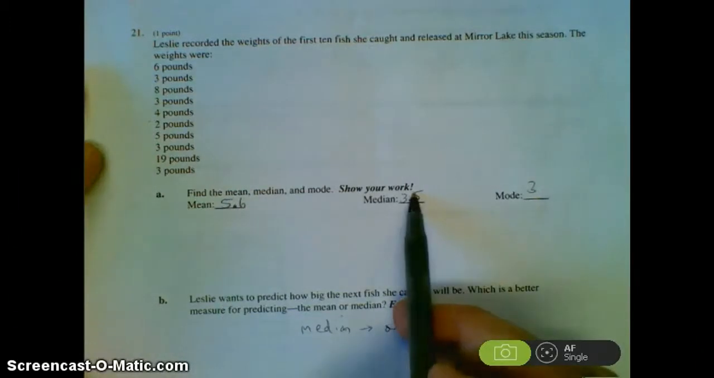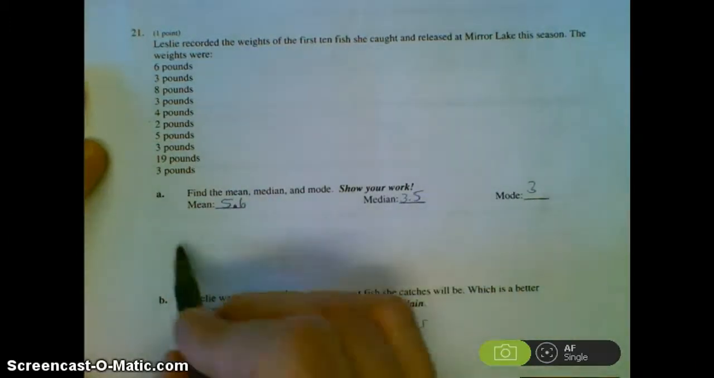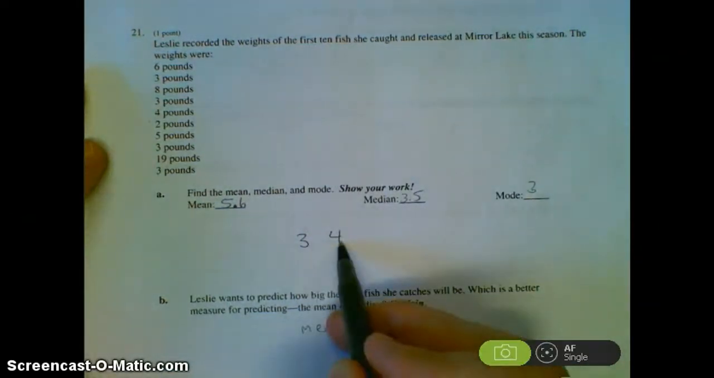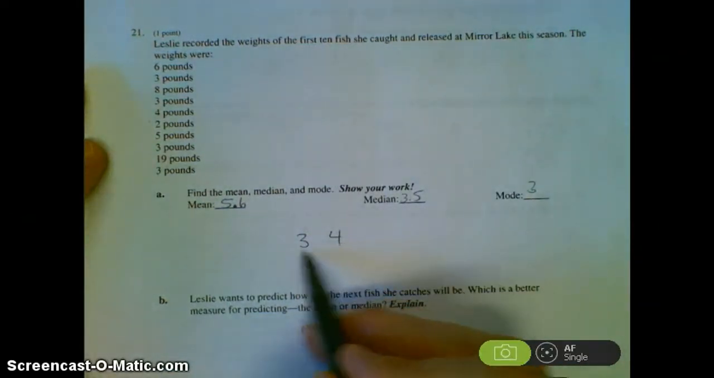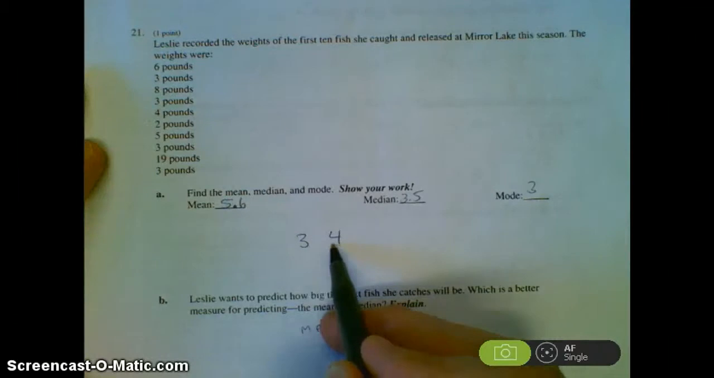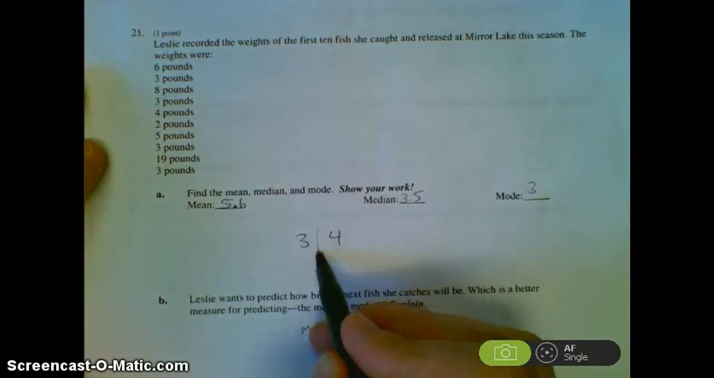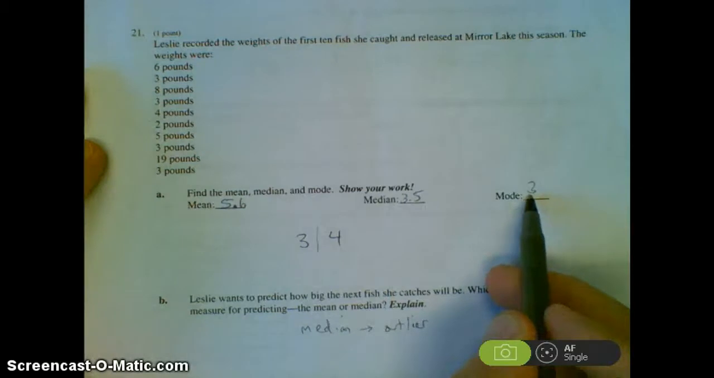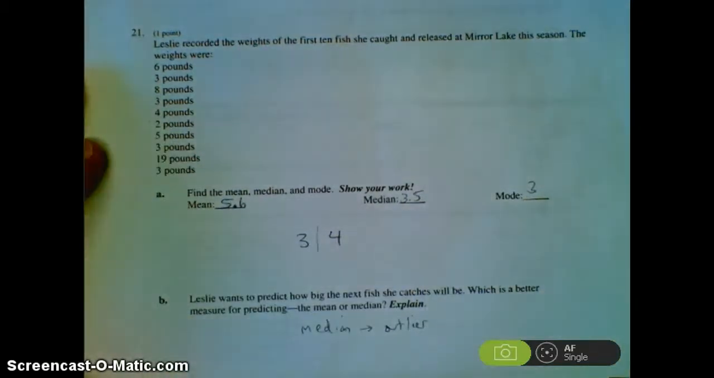The median was the one right in the middle. When you put them in order, right in the middle you had 3 and 4. So since there was an even number of values, you had to find out what was in the middle of 3 and 4, and that was 3.5. And the mode is the one that came up the most, which was 3 pounds.